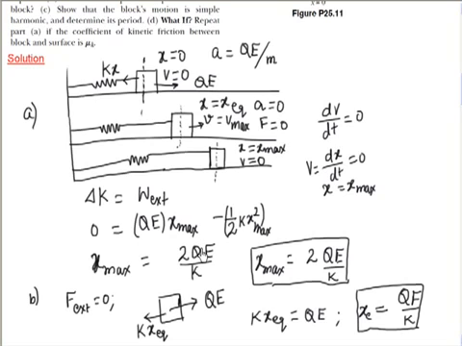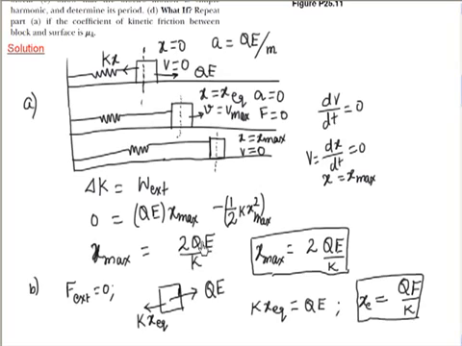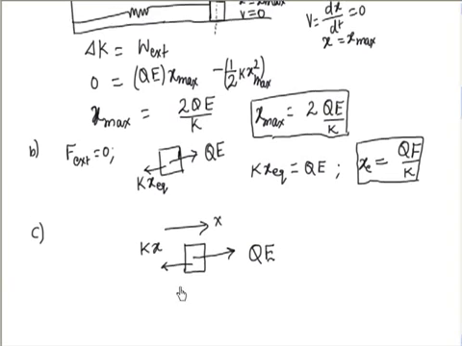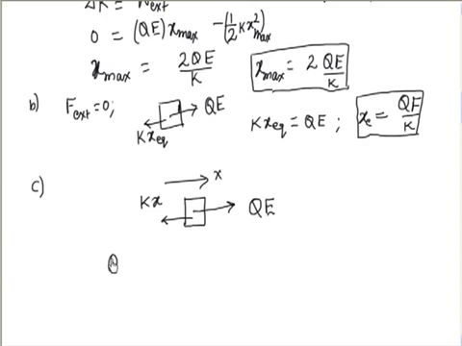Part C asks to show that the block motion is simple harmonic and determine its period. So now let us show the motion is simple harmonic and find the time period. This is a slightly interesting part. So what are the forces acting on the block? This is the block. On this block there is a force acting in this direction, QE, which is a constant force. In this direction there is a force acting, that is Kx, and x is measured on this side. So now I can write the equation: QE minus Kx is equal to mass into acceleration, m times d2x by dt square. So this is my equation.